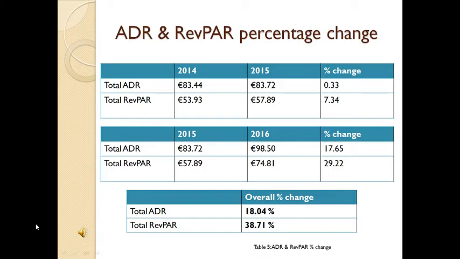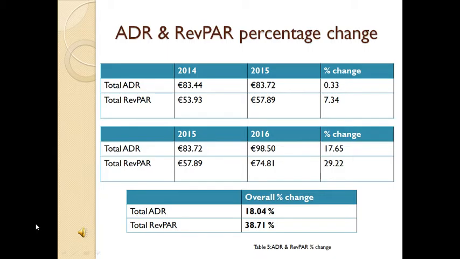Also, to help me further, I wanted to determine the average daily rate and revenue per available room percentage change over the years. This will serve as a guide when setting prices. All data is derived from Mrs. Williams' presentations and the data provided by NH. As seen on the table, there is a total increase of average daily rate of 18%, which had led to an increase of the revenue per available room of 38.71%.